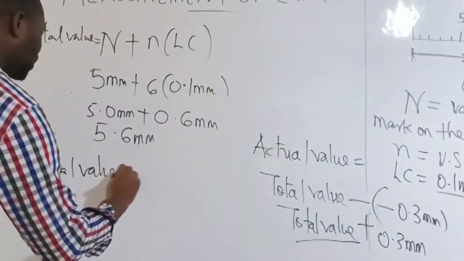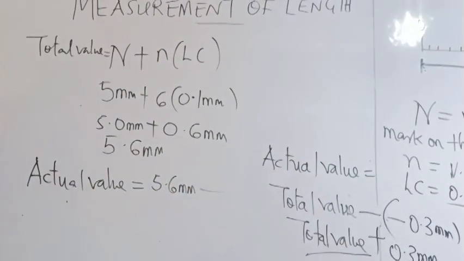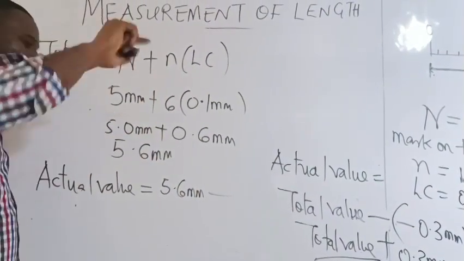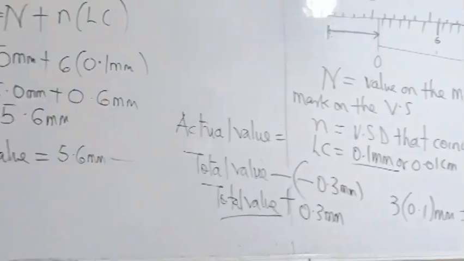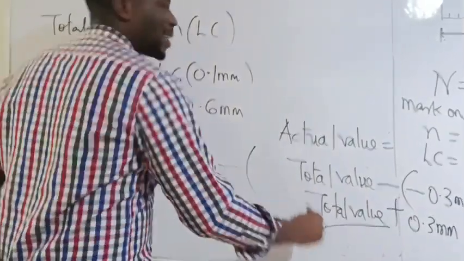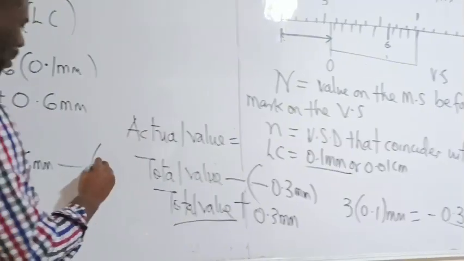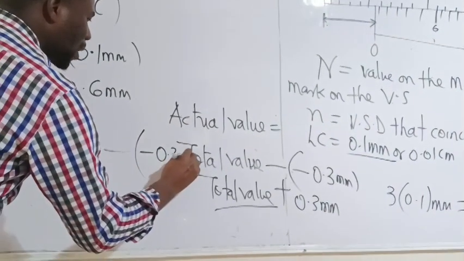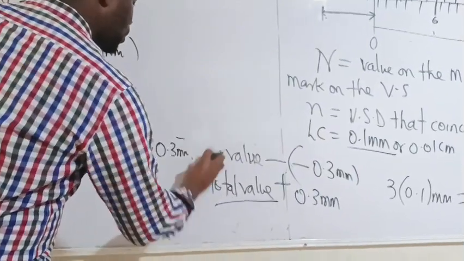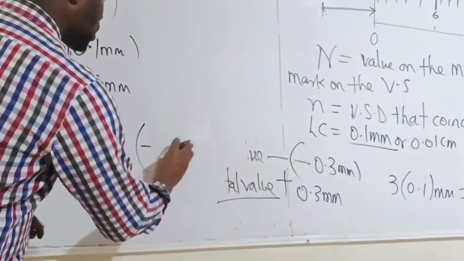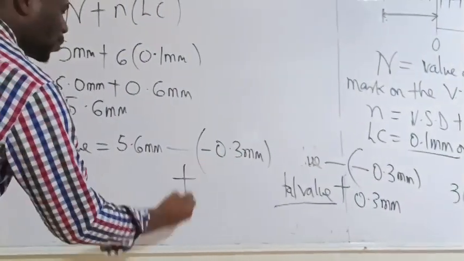So this would be the total value, which is 5.6 millimeter. There is always the minus: we would always subtract the 0 error from the total value. But we do know that the negative error has a minus, so this is a minus 0.3 millimeters. So can you see that this would become a plus?